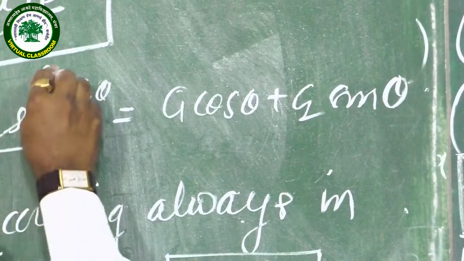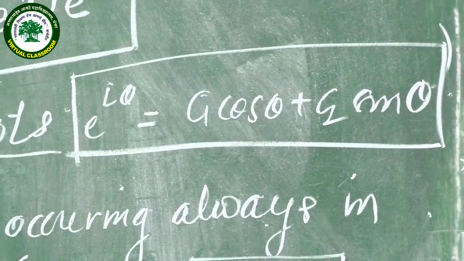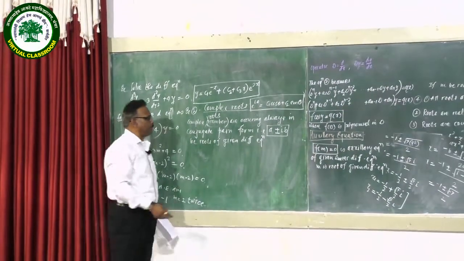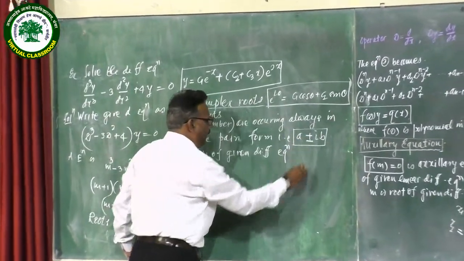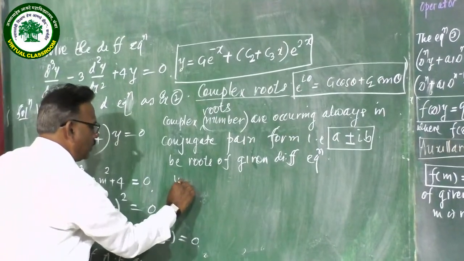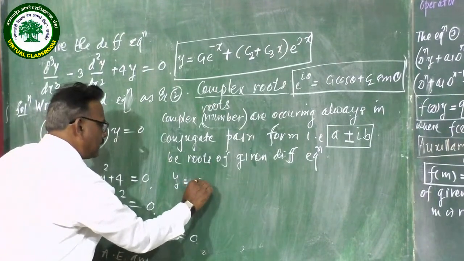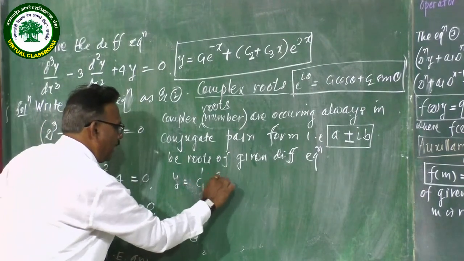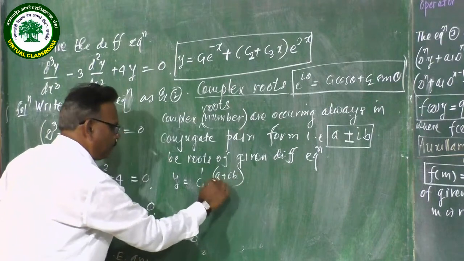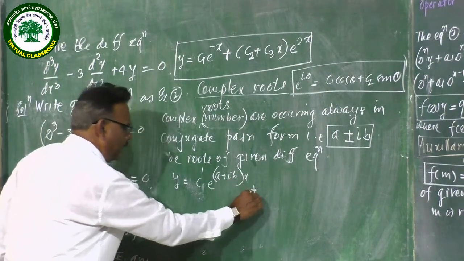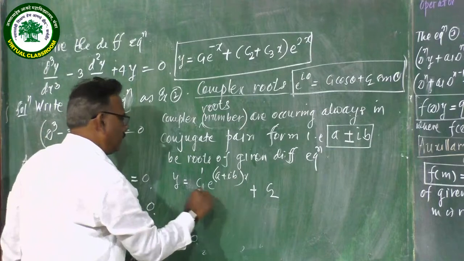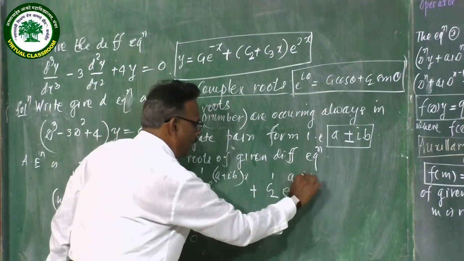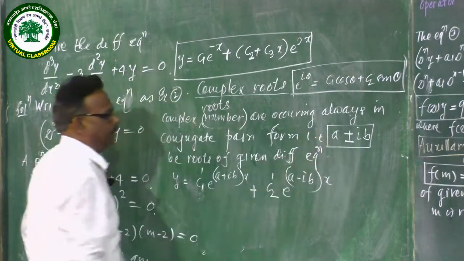This is the exponential form of a complex number. Then the e raised to i theta form is known to you. Therefore, I can write, suppose y is equal to C1 dash e raised to (a plus ib) into x, plus C2 dash e raised to (a minus ib) into x.